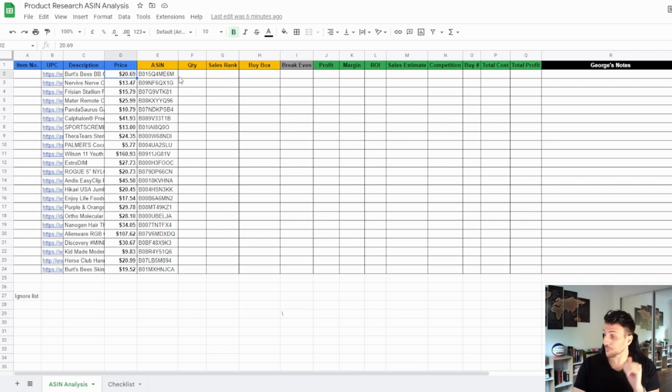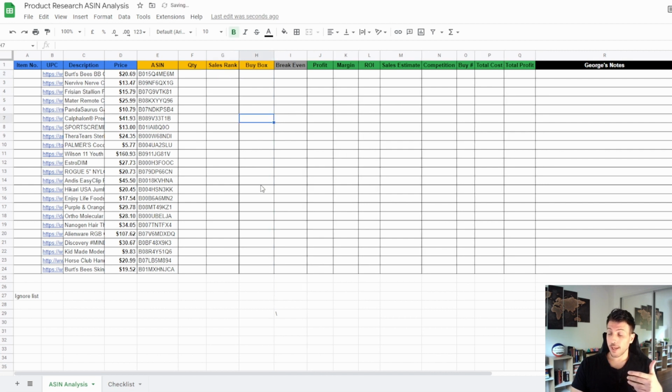column D over here. Column E is the actual ASIN. So everything associated with the ASIN is in the orange section. We're going to add the quantity, how many units are in it, if it's a 1-pack or a 2-pack or a 12-pack, whatever it is. We're going to add the sales rank just so we can have an understanding of the BSR and how good of a seller it is.